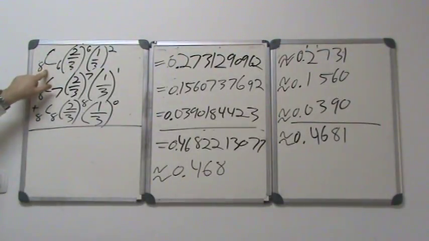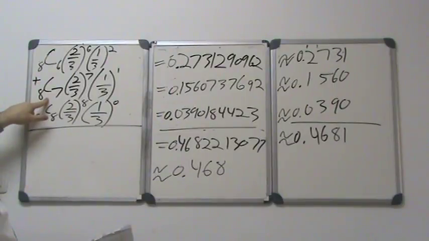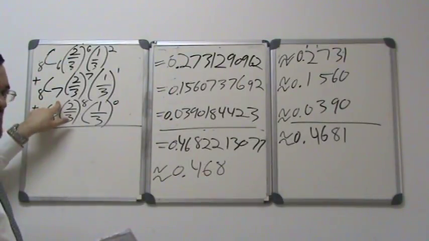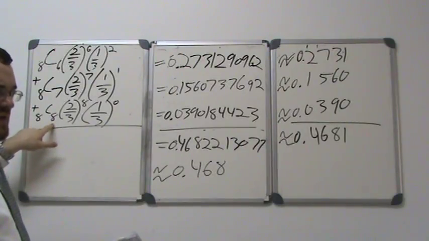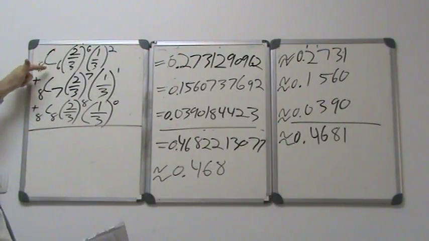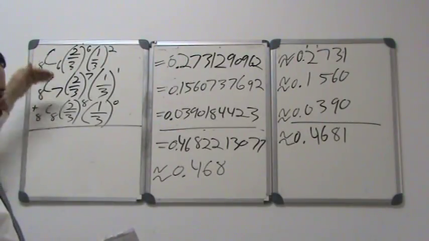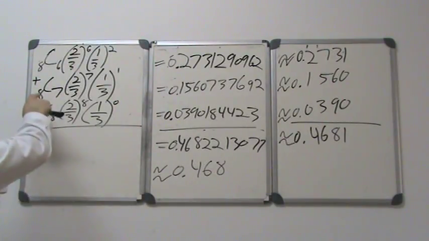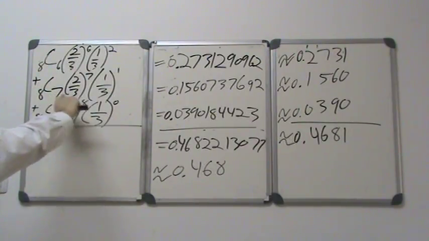So this is the probability that they'll win 6 games. Plus, you have to add the probability of them winning 7 out of 8 games, and you also have to add the probability of winning 8 out of 8 games, because they could either win 6 out of 8 games, 7 out of 8 games, or 8 out of 8 games. So you add that all up. We're not adding it yet.